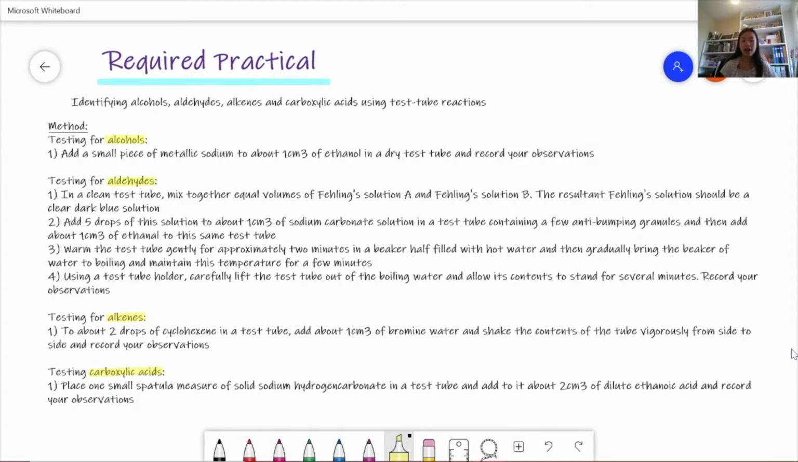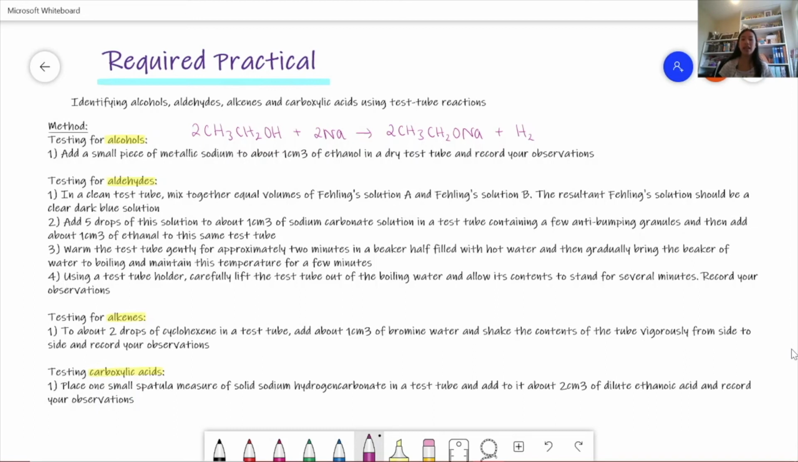If we look at the equation, what we have is that 2 moles of this ethanol reacts with 2 moles of sodium, and this forms what we call an alkoxide, but you don't really need to know that. So it's CH3CH2ONa and hydrogen gas. So hydrogen gas is the fizzing that you can see. And there'll also be a rise in temperature of the test tube because this is an exothermic reaction.